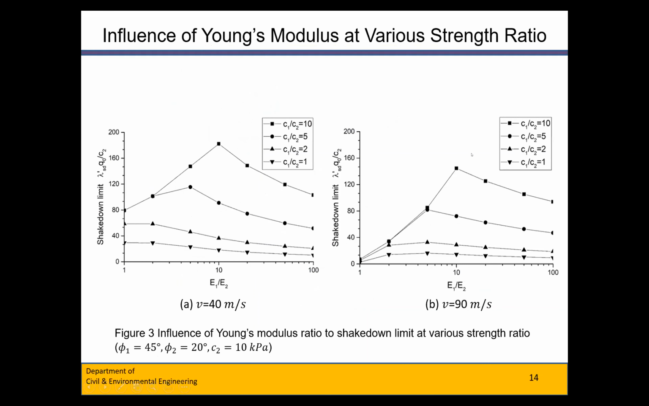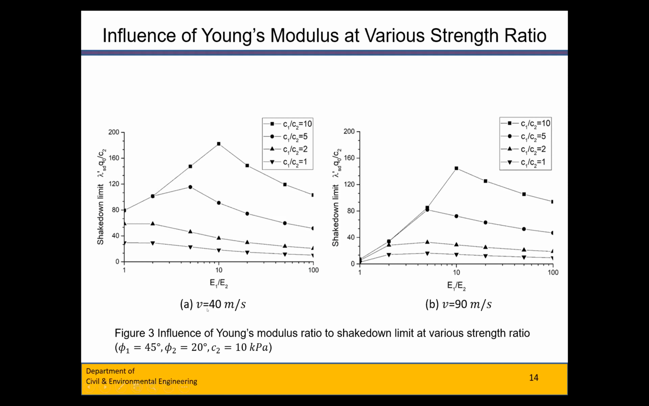Okay, now let's talk about the influence of Young's modulus at various strength ratios. Two charts are obtained at different velocities: one is 40 meters per second, and the other is 90 meters per second. In these results, phi one, the friction angle for the pavement, is 45 degrees, and the one for the subsoil is 20 degrees. The cohesion strength for the subsoil is 10 kilopascal.